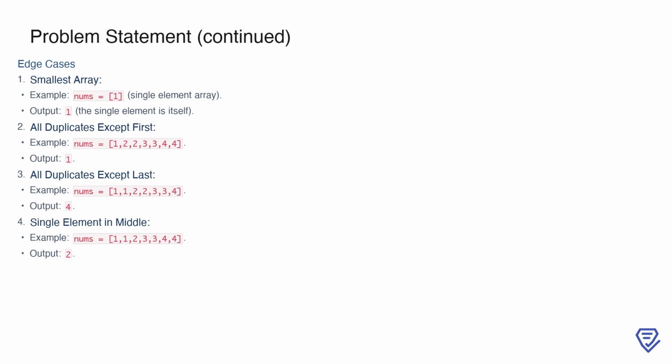Now, let's discuss some edge cases. First, consider the smallest possible array, nums = [1]. Here, the array contains just one element, so the output is simply 1. Next, think about a scenario where all elements have duplicates except for the first one, like nums = [1, 2, 2, 3, 3, 4, 4]. In this case, the output is 1.